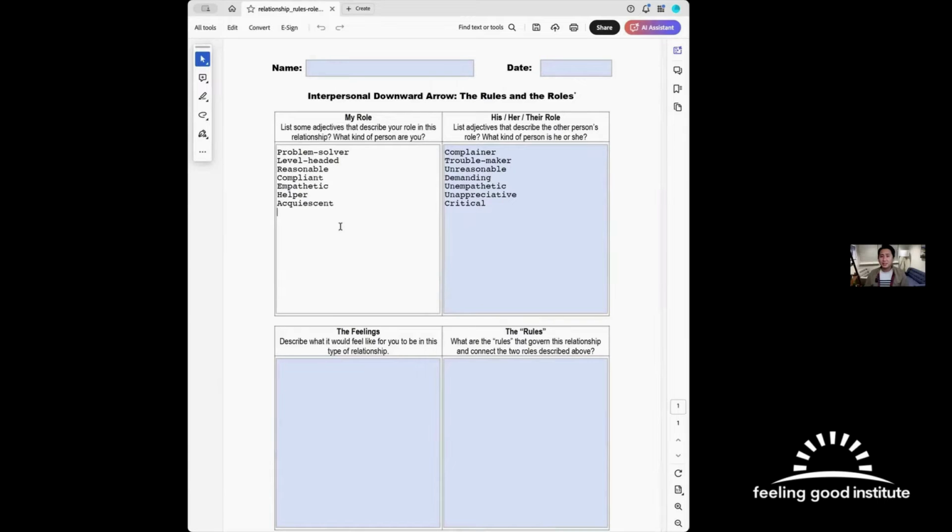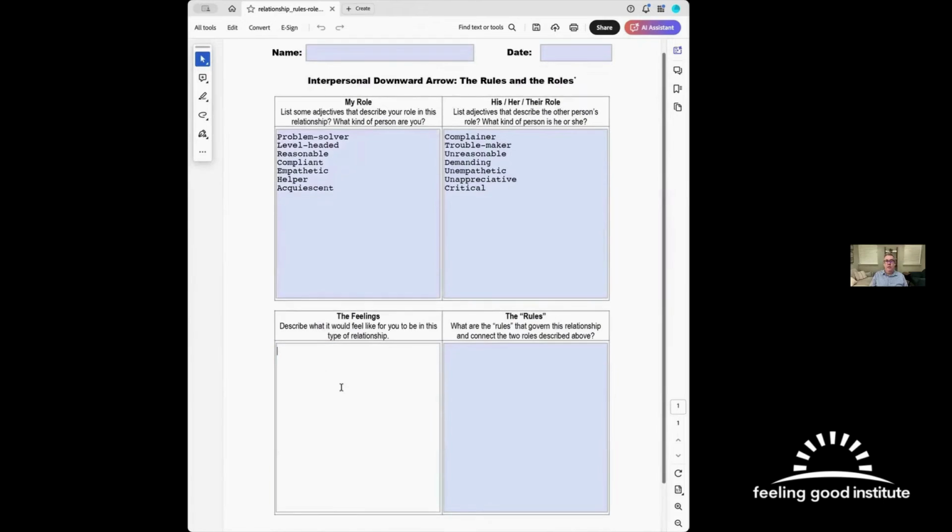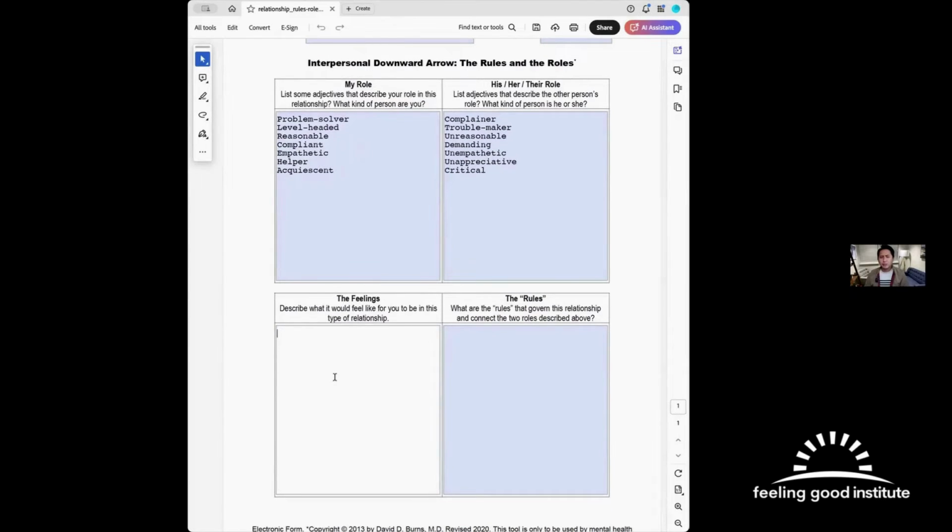Yeah, absolutely. Okay. So now what we want to look at is what this feels like. What kind of feelings come up for you when you're being a problem solver, level-headed, reasonable, compliant, empathetic, a helper who's acquiescent, interacting with your wife who's a complainer, troublemaker, and so on? What are the kinds of emotions that you feel? Oh gosh, for sure I feel very frustrated and also annoyed.